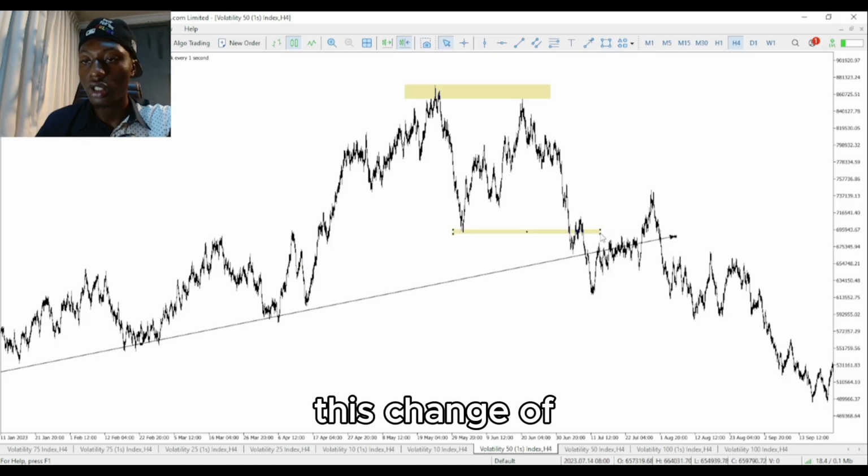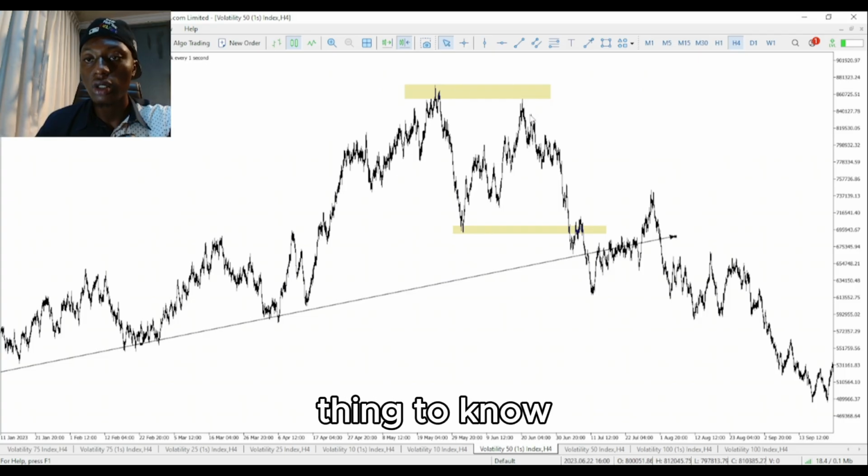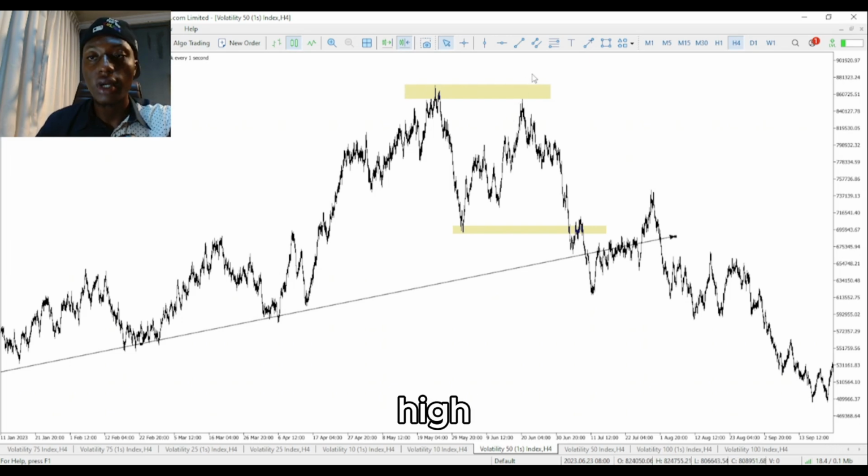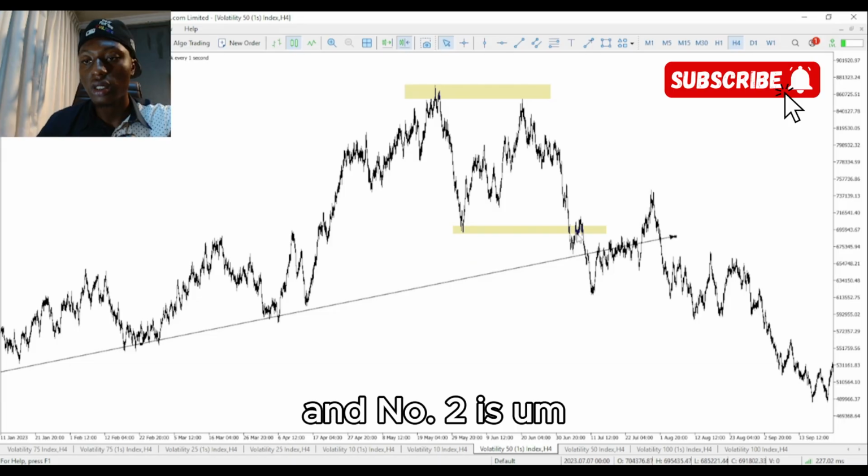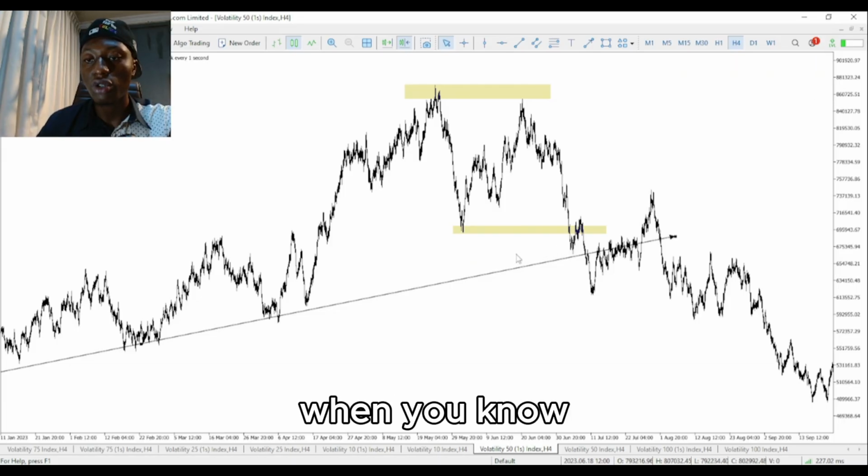This change of structure. So number one, the first thing to know when the trend is weakening, I said it's called fail to create a new high. You understand? And number two is change of structure. That is when you know the trend is weakening. In this case, once you see something like this, when you find out that the market failed to create a new high at a major high on the higher time frame, you avoid trading that trend for the moment.